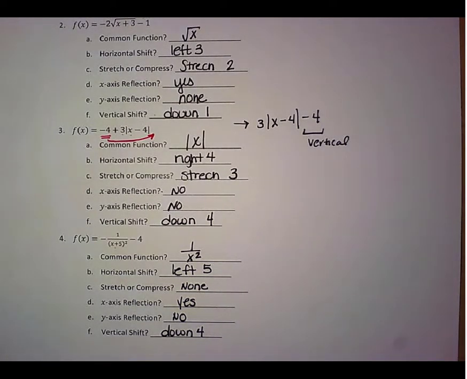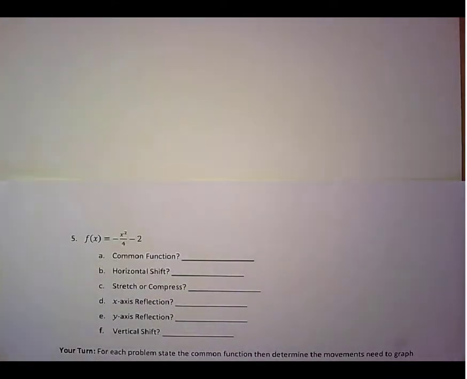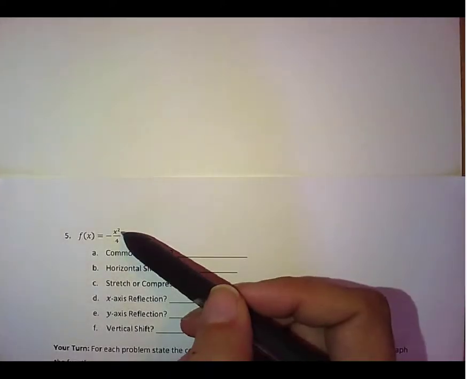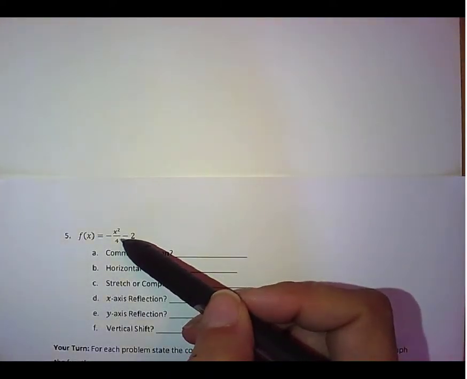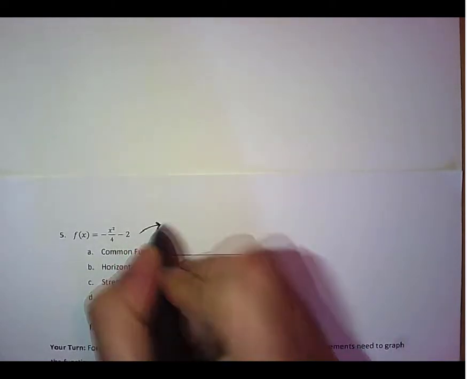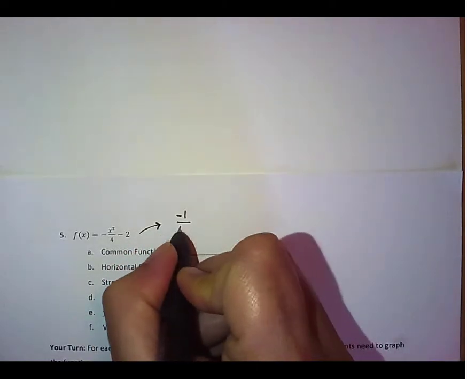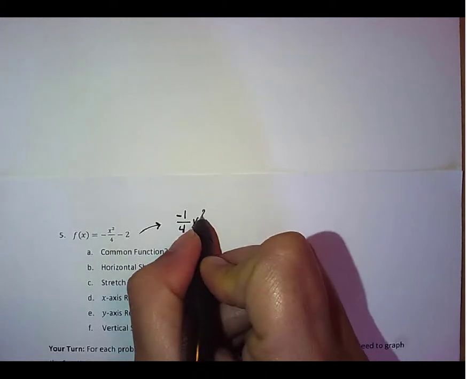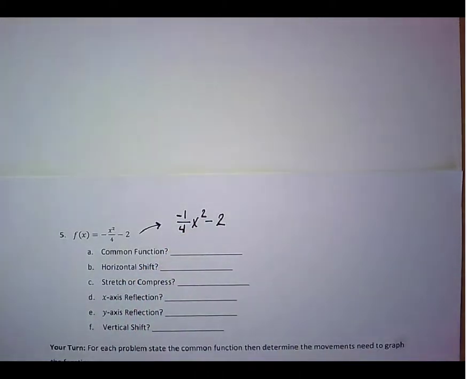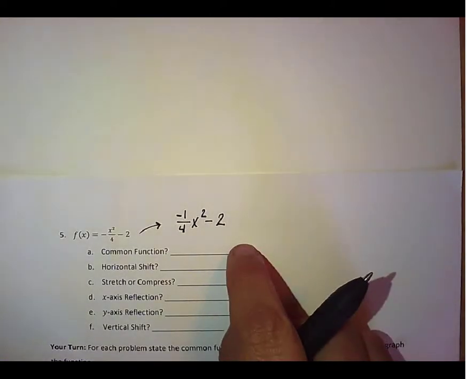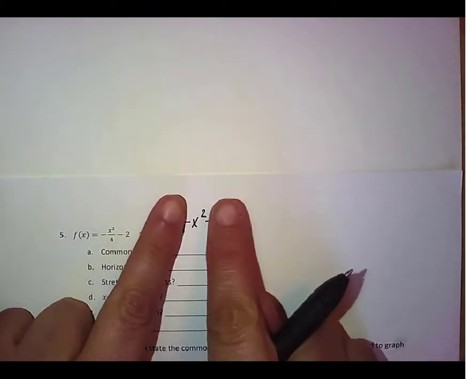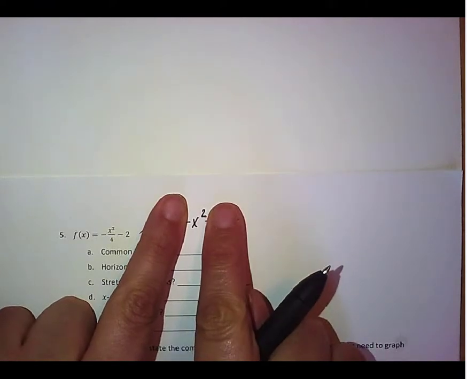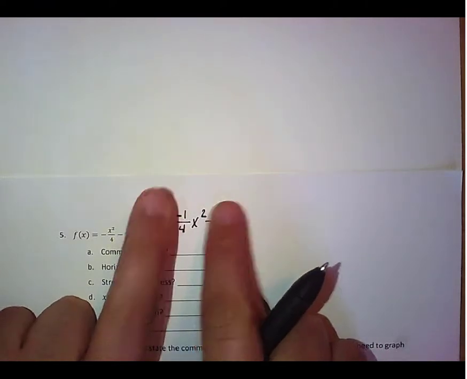Okay, so we got one more example to do here. Saving the best for last, right? So on this one, when you have something like this where you have this divided by 4, I do like to go ahead and rewrite this as negative 1 over 4 x squared minus 2. I think it makes it easier to pick out all the values. Again, we would want to cover up anything multiplied or added or subtracted. So we would cover up the 1/4 and the negative 2 to get our common function, which is going to be x squared.